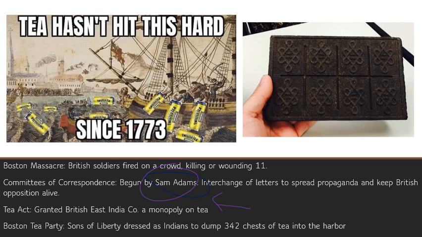Now, some people are going to be mad because it's going to be the wrong kind of tea. Like, some of it was green tea. We didn't like green tea. Some of it was just not what we wanted. But also, it's just kind of the principle of the thing at this point. We don't want to be limited to getting tea from one place. You're messing with our rights.